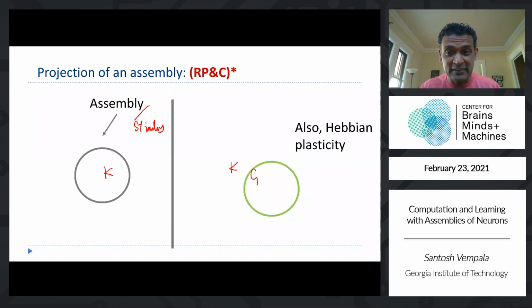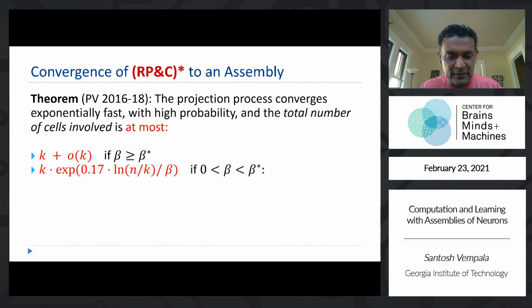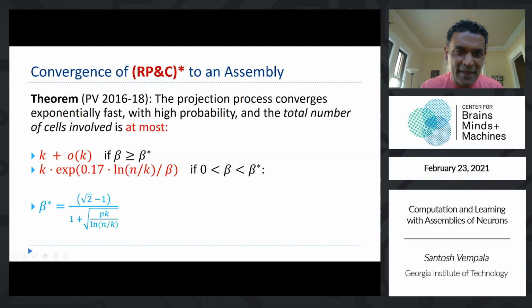And so on. The question is, you've got this process here: will this converge? Under what circumstances will this actually converge? If it's just a random graph with no plasticity, then in general it won't converge. It'll just keep on moving. But with plasticity, it's going to converge. So in fact, the theorem is that with plasticity, as long as it's above this threshold, which you can see is sub-constant, the total number of neurons that will ever be activated, looking ahead forever, as the stimulus is presented, is K plus little o of K.